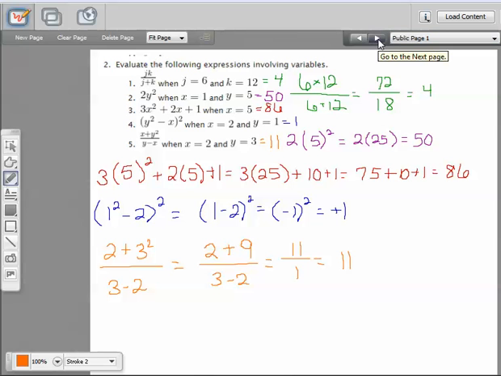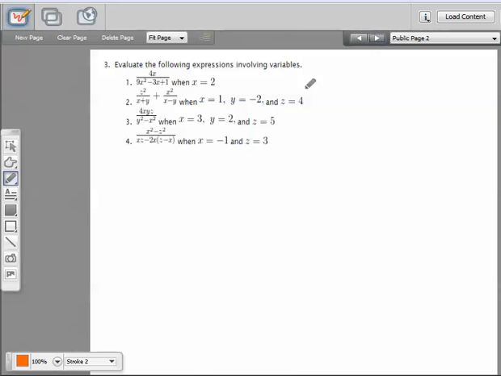Let's go ahead and take a look at number 3 as well. So for number 3, evaluate the following expressions involving variables. We're going to start out with number 1 again. So using substitution, we get 4 times 2 over 9 times 2 squared minus 3 times 2 plus 1. So we get 8 in the numerator.